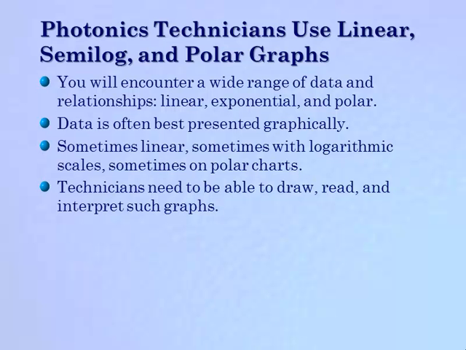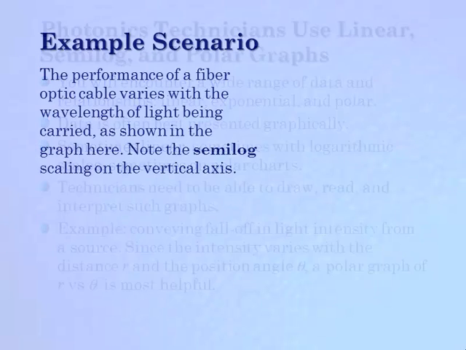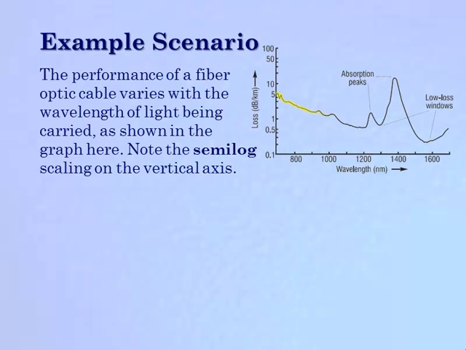So, for example, if you're examining the fall-off in light intensity from a source, since the intensity varies with both the distance and the angular position around that source, a polar graph of r versus theta is the most helpful type of graph to use in that type of situation. But before we look to that, let's look at an example scenario that a photonics technician might solve.